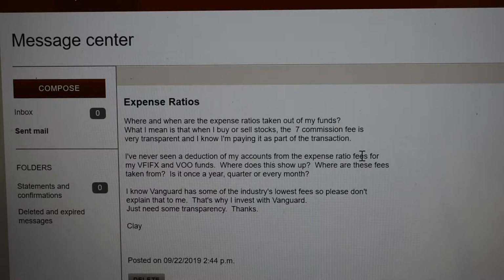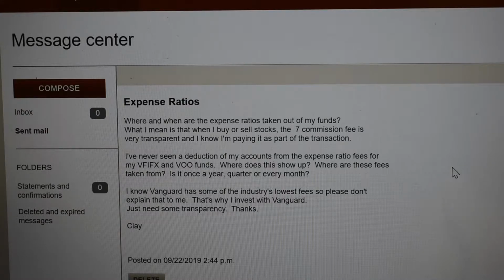All right, so the subject was expense ratios, and I wrote, where and when are the expense ratios taken out of my funds? What I mean is that when I buy or sell stocks, the $7 commission fee is very transparent, and I know I'm paying it as part of the transaction. I've never seen a deduction of my accounts from the expense ratio fees for my VFIFX and VOO funds. Where does this show up?